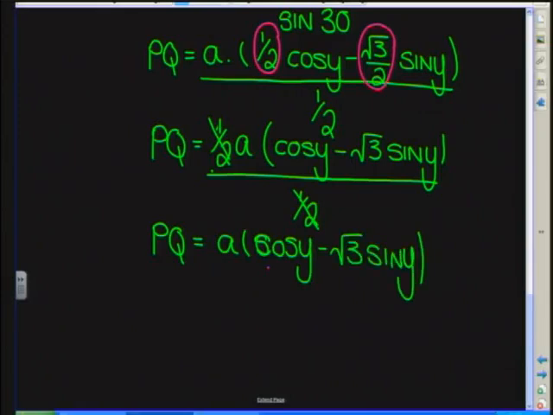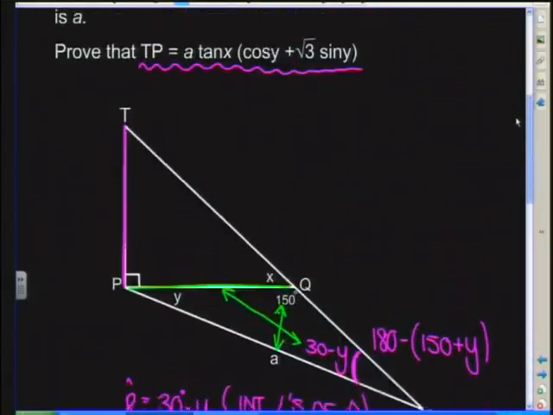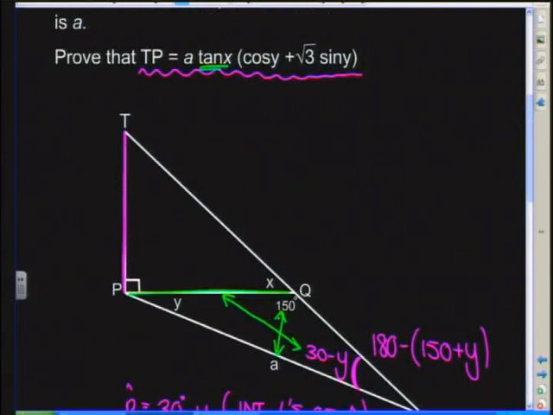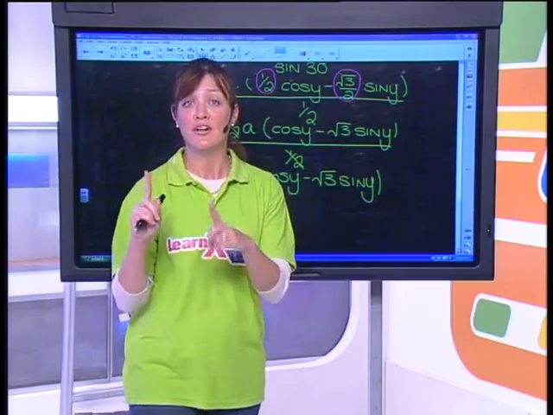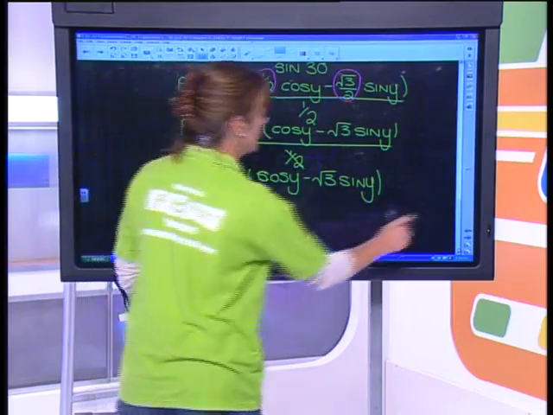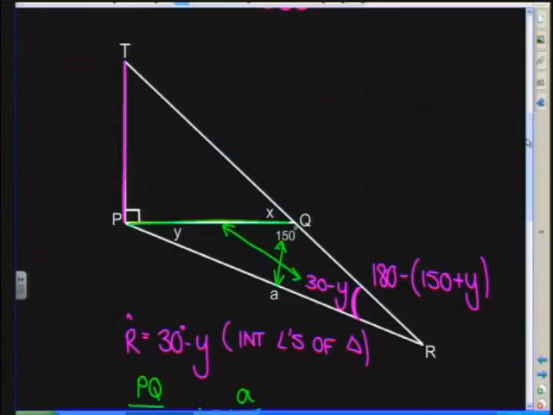Let's do a check for a second. Let's go and see how close we are to what they want from us. They wanted us to have a tan x. Okay, we've got the A, we wanted that. We wanted a cos y, and we wanted a root 3 sine y. So do you guys agree? In fact, all we're missing over here is that tan, okay? But we're not done, all right? PQ, remember, was just the linking side between the two triangles. What we've done over here is we found PQ.